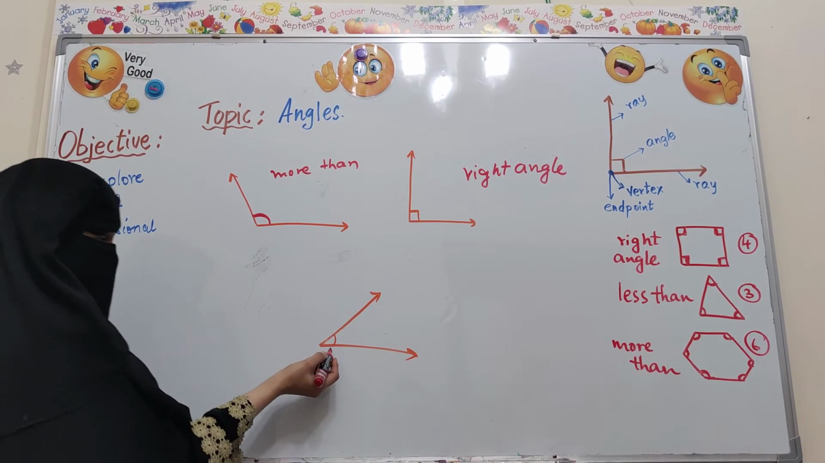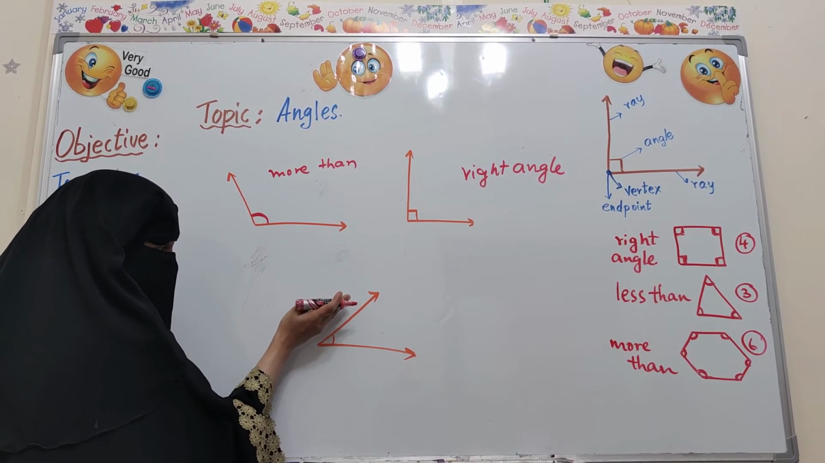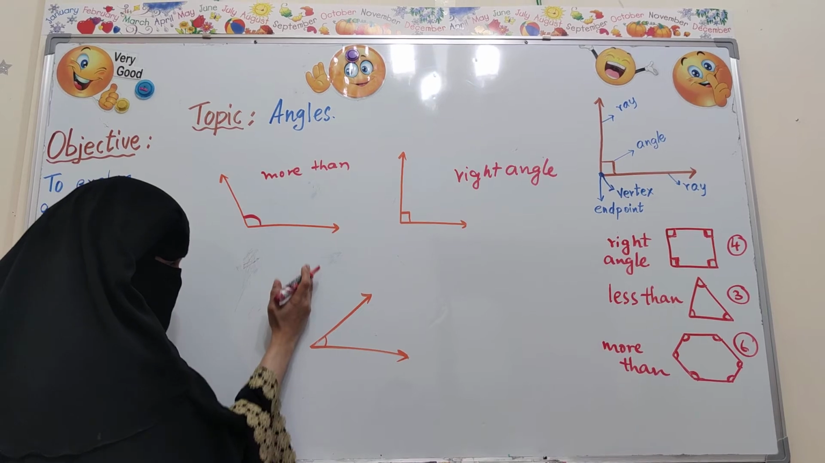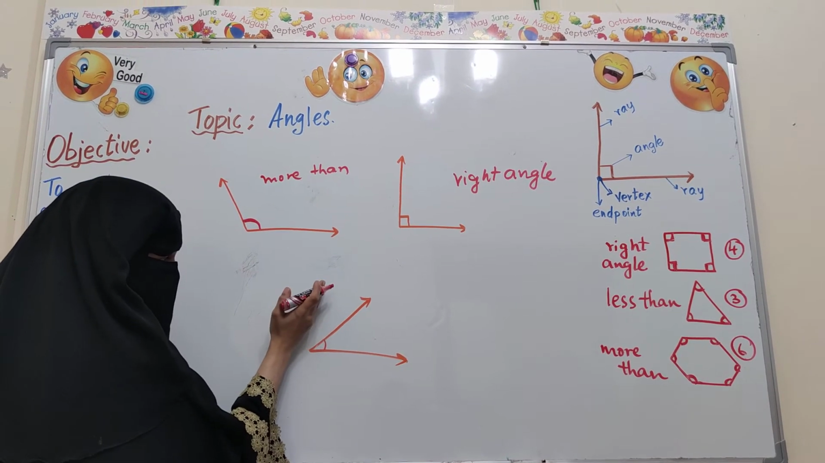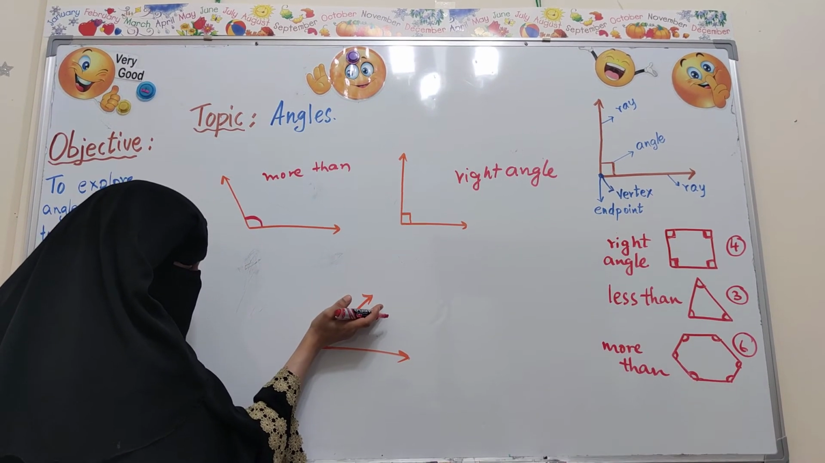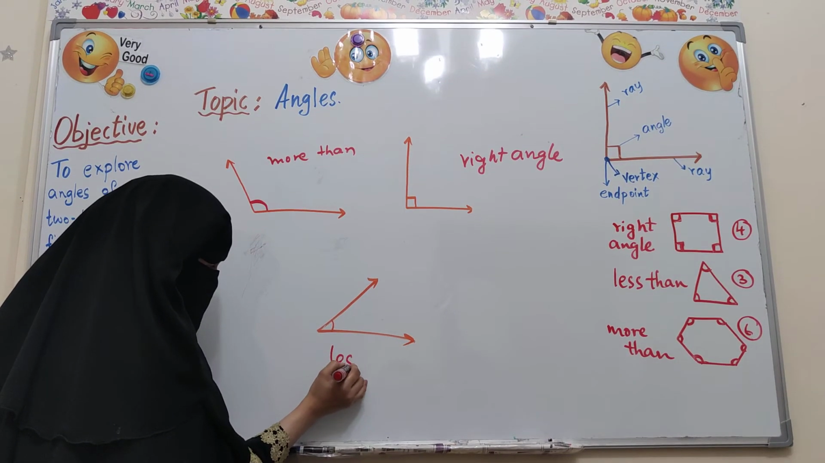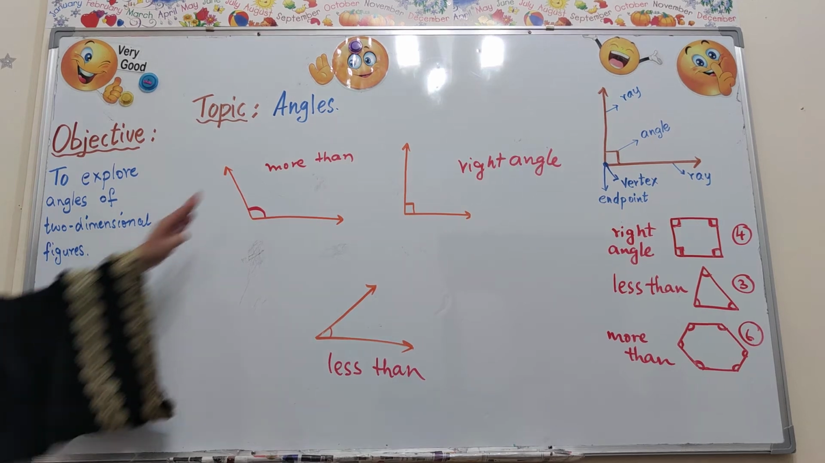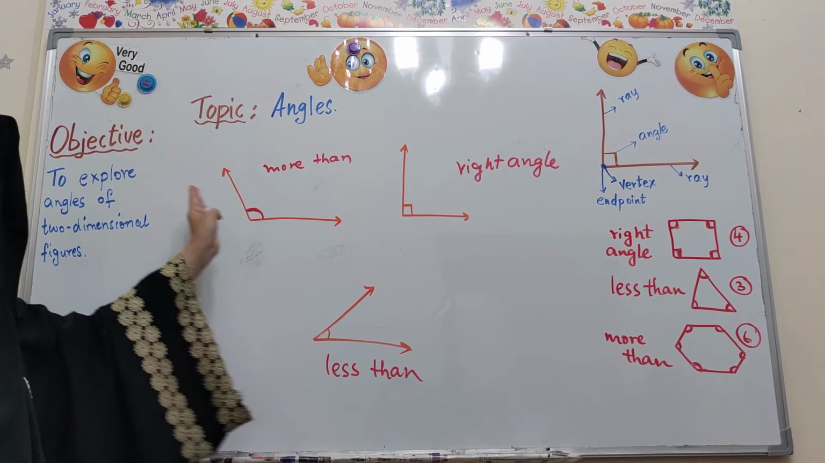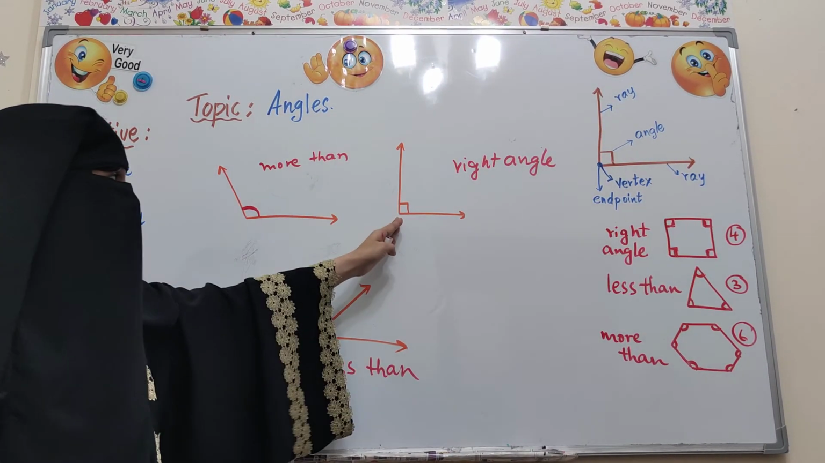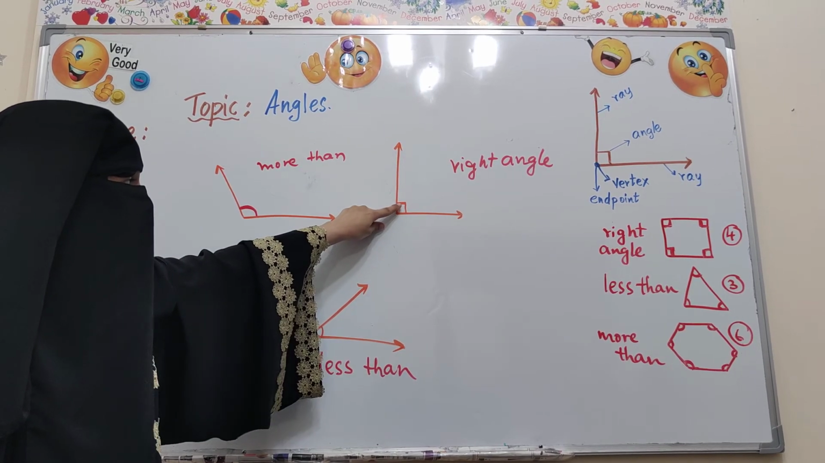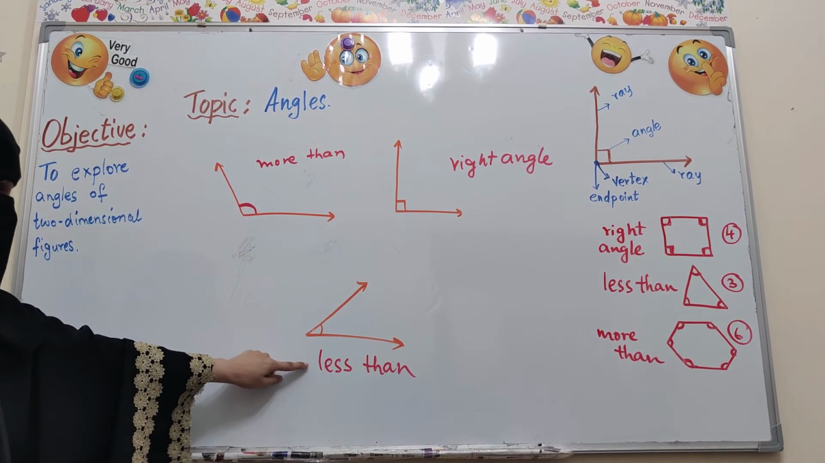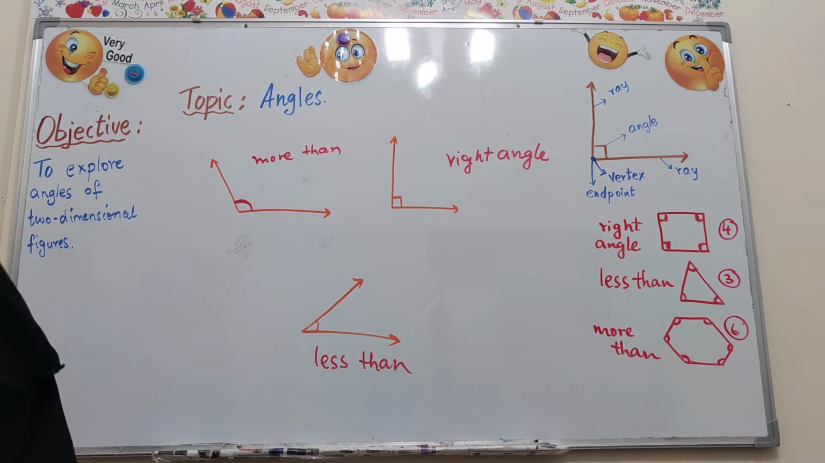What about this? The hands are inside. Here is the right angle. When I move the hand, the ray goes inside, which means that it is less than a right angle. By stretching your hand outside, it is more than. This is called a right angle because I have a square corner here, and this one is less than. This is about the lesson.